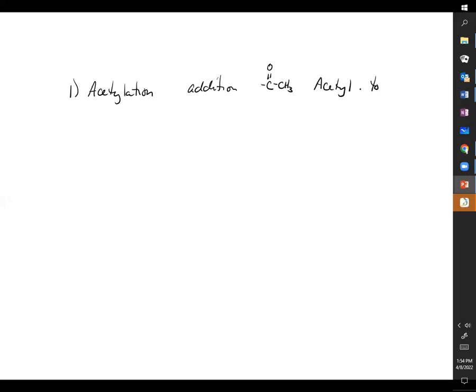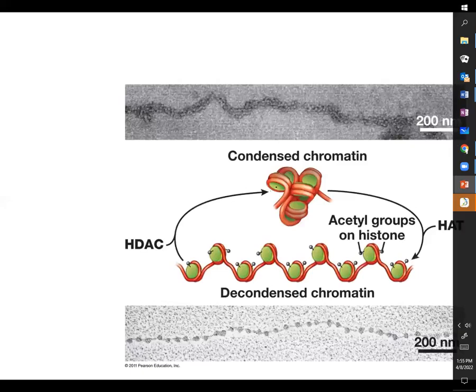To the lysine residues in the histone tails. Well, remember those tails normally are positively charged and they're interacting with the DNA, keeping things nice and condensed. Here is a cartoon depiction of an acetyl group. It dampens that positive charge. It helps to pop open the chromatin. It helps to decondense the chromatin.